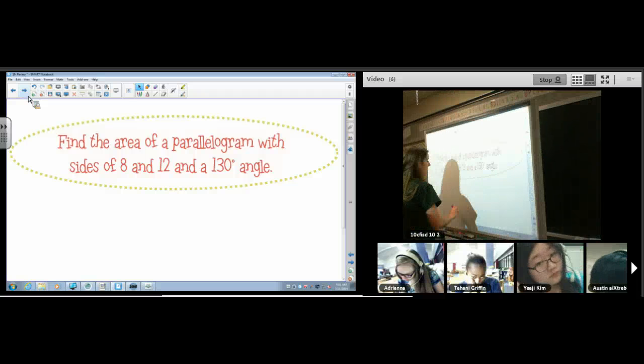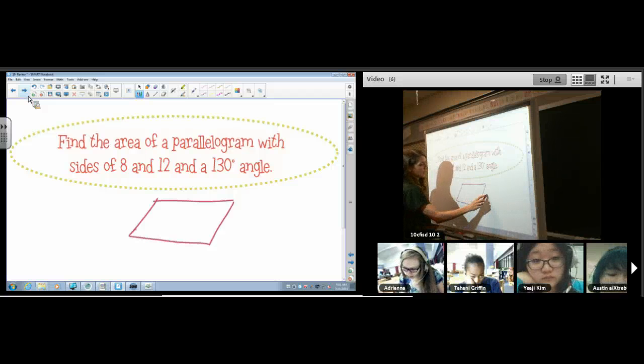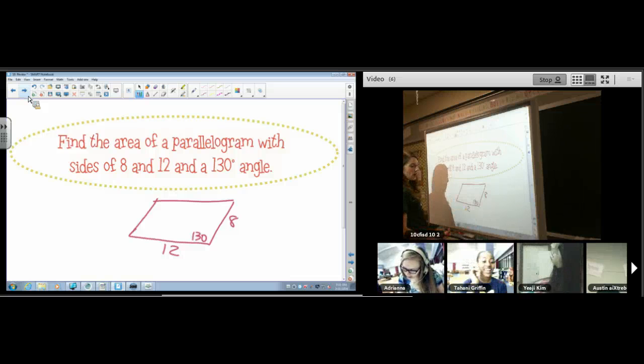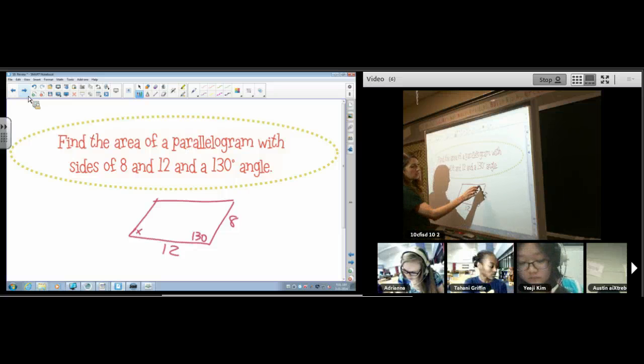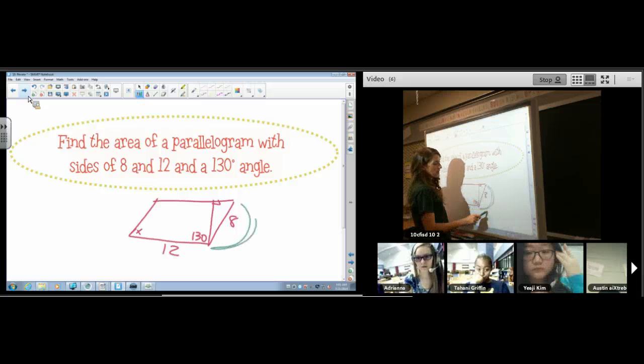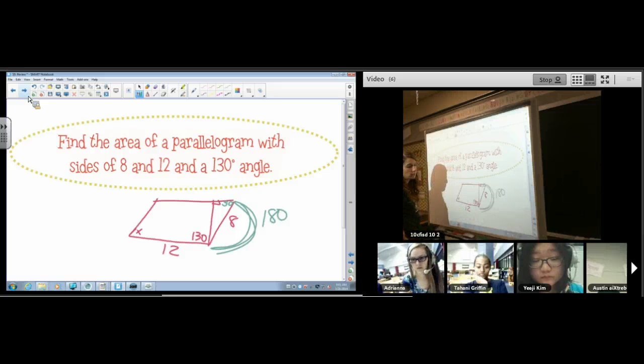So we've got a parallelogram with sides of 8 and 12 and a 130-degree angle. So I put 130 in the obtuse angle. I didn't put it in the acute angle. To find the area, we need a base and a height. And this is pretty tricky because we know that's a right angle, and then we have to remember from our other unit that consecutive angles are supplementary. So if this angle is 130, this angle is 50. That one's 130, that one's 50.